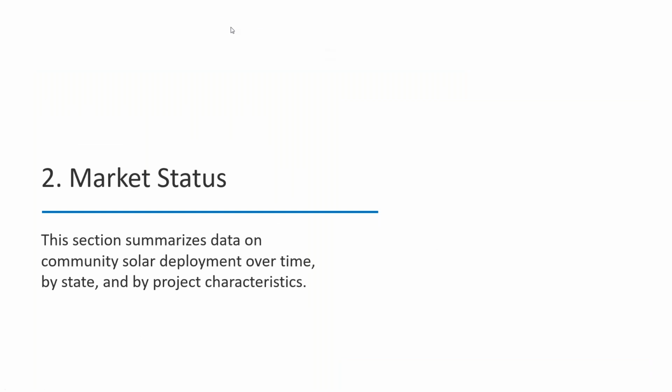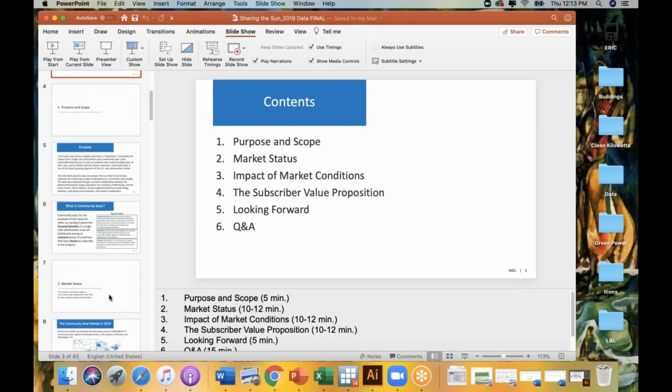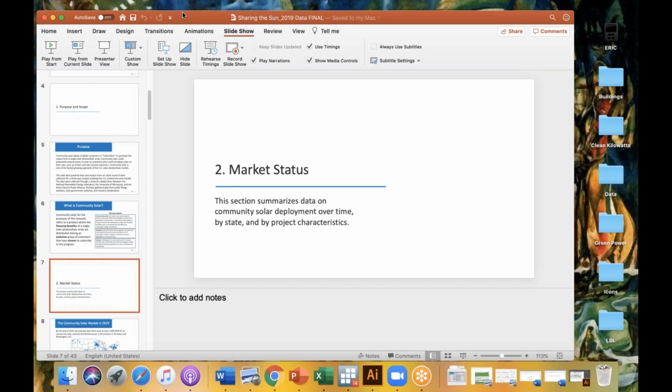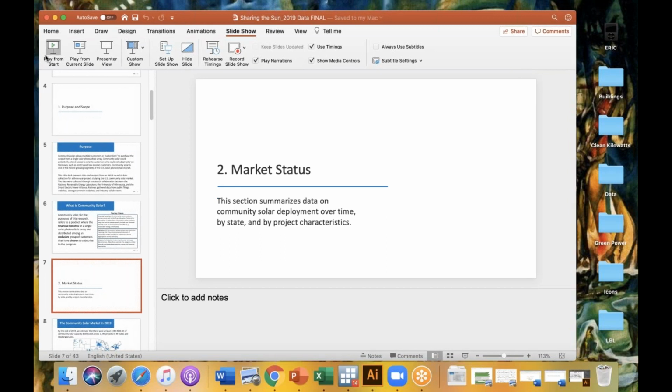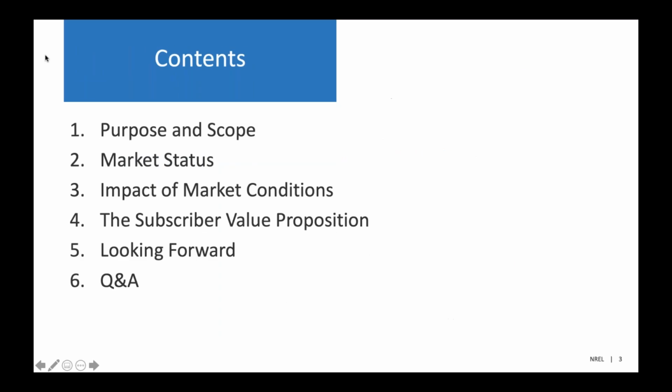So with that, I'm going to turn it over to Eric O'Shaughnessy to summarize some of our data on market status. Eric, why don't you just introduce yourself quickly and take it from here? Sure. My name is Eric O'Shaughnessy. I am an independent consultant working for a couple labs, including NREL. I focus mostly on distributed solar markets with some work on community solar and voluntary green power markets.